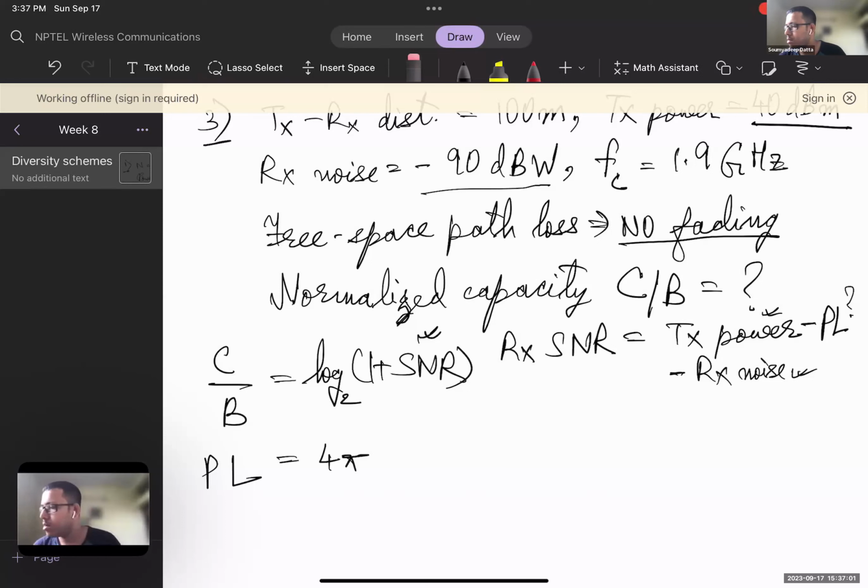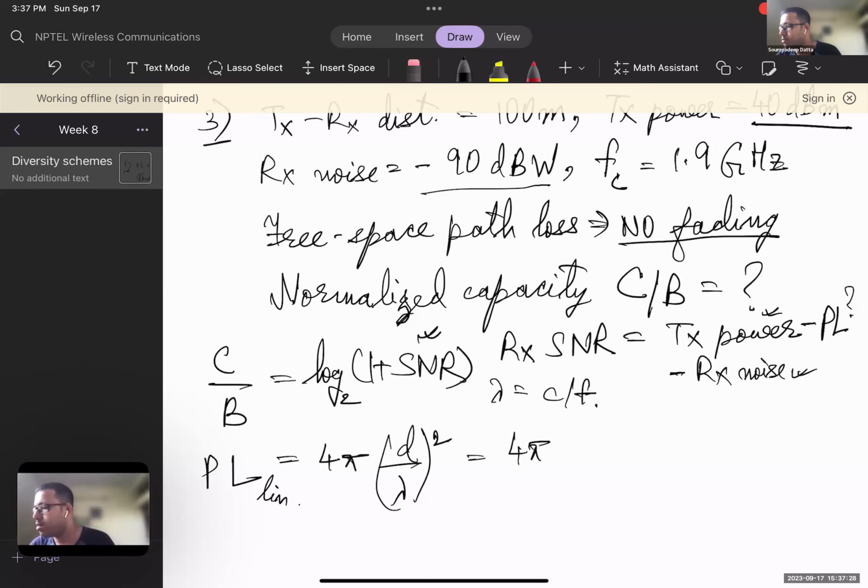So what I remember is something like 4 pi d by lambda squared, right? And so this is in linear scale. And lambda is the wavelength. c equals f lambda, right? Where c is the speed of light, so lambda is equal to c by f. And so if you put it here, it will be c by the carrier frequency. So this will be 4 pi d f by c.